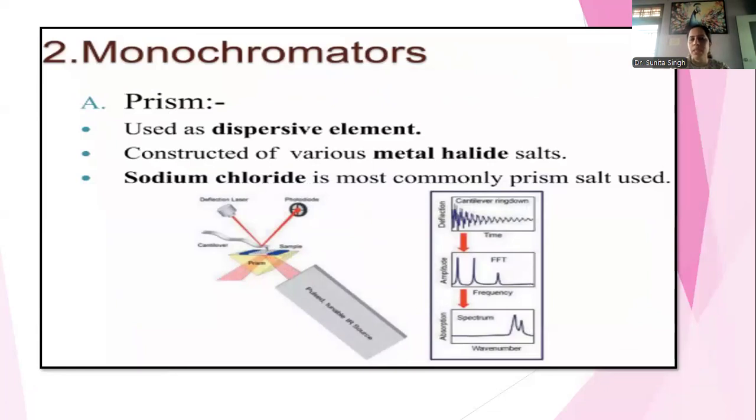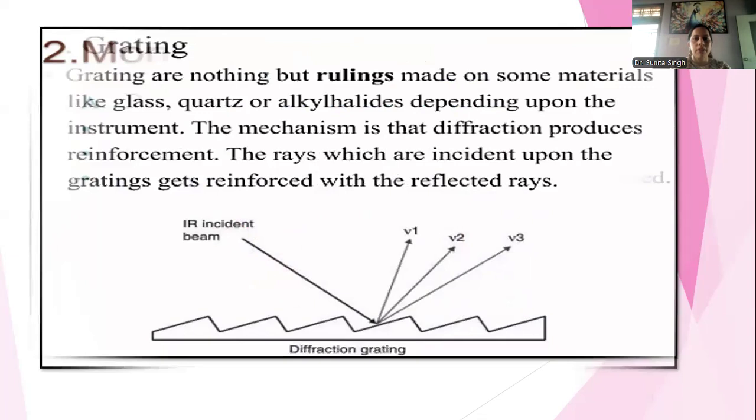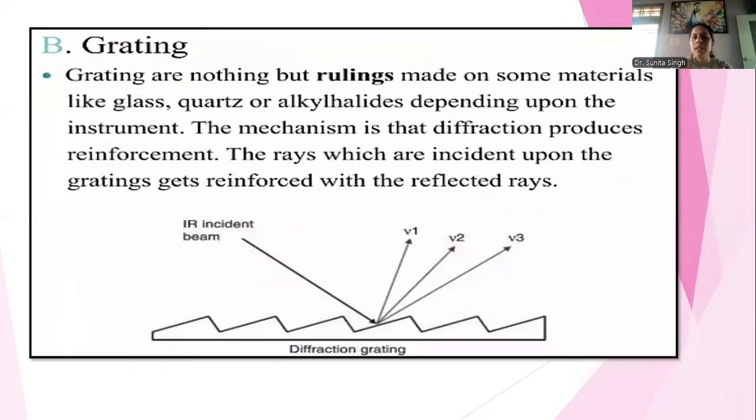The monochromator is used as a dispersive element constructed of various metal halide salts. Sodium chloride is the most commonly used prism salt. So this monochromator acts as a dispersive element. Gratings are made up of materials like glass, quartz, or alkyl halides, and in their mechanism, diffraction produces reinforcement, and the rays incident upon the gratings get reinforced with the reflected rays.